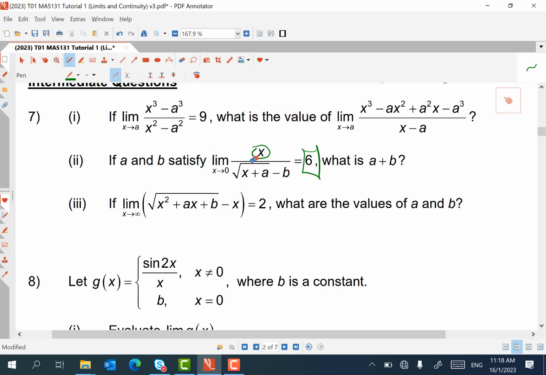So there's something you want to note. You get rid of the x. What I'm trying to tell you is, from the fact that this is 6, it tells you that the limit as x goes towards 0 of this thing has to be 0, which means root a minus b has to be 0. So that will help you.